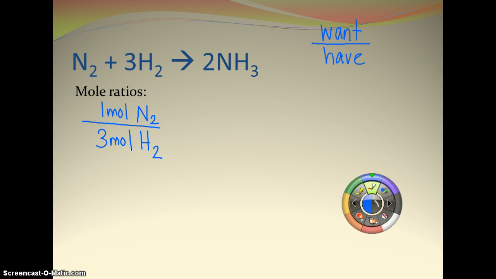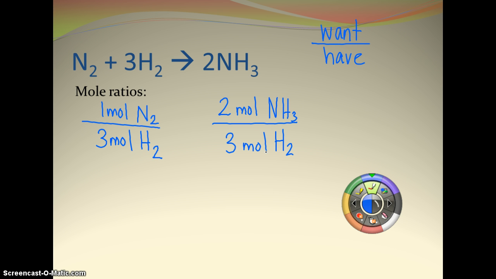Depends on what the question's asking you and what they have given you as to what your mole ratio would actually be. So let's look at a mole ratio for ammonia and hydrogen. So if you want ammonia, it's going to have to go in the numerator. And let's say you have hydrogen, so hydrogen is going to go in the denominator. The coefficient for ammonia is 2, so that means for every 2 moles of ammonia produced, now you find your coefficient for hydrogen, you had to use 3 moles of hydrogen.